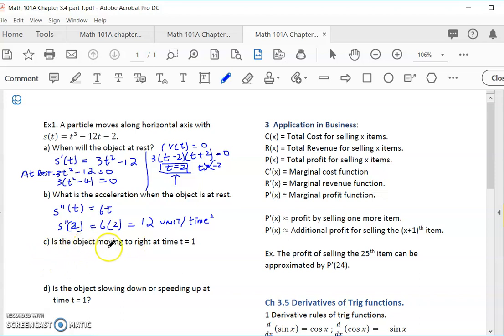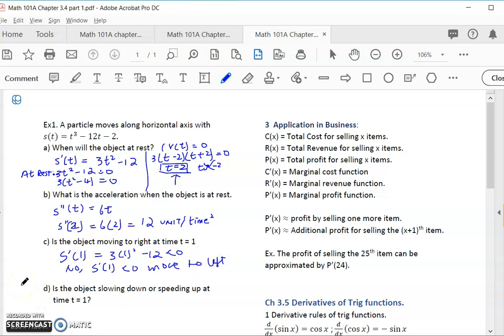Is the object moving to the right at time t equal to 1? At time t equal to 1, we would have to look at if it is moving. So we use s prime of 1. s prime of 1 will be 3 times 1 squared minus 12, which is less than 0. So it's not moving to the right. No. So s prime of 1 is less than 0. So it's moving to the left.